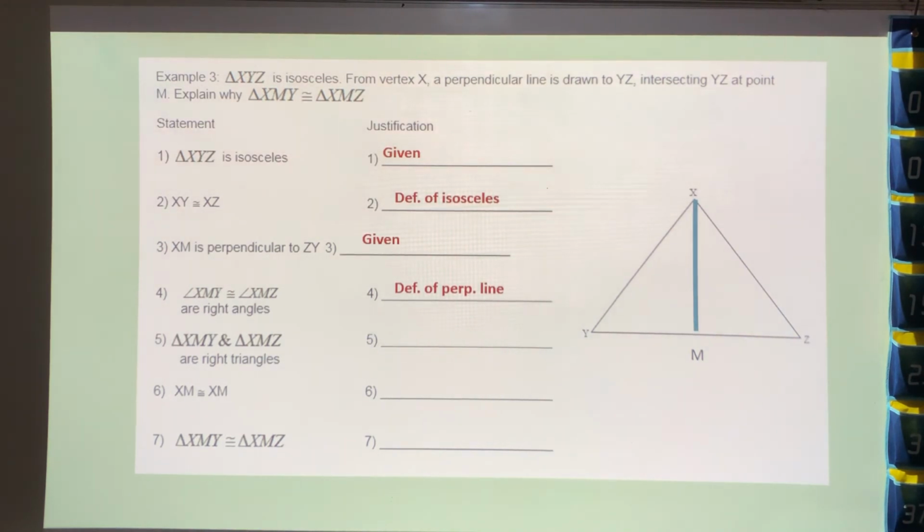Then we have triangle XMY and triangle XMZ are right triangles, and the reason is they have a 90-degree angle, a right angle, in them. XM is congruent to XM by the reflexive property. So in this case, now we have proven we have a hypotenuse that is congruent. That was statement 2. And we have a right triangle, which was statement 5. And now in 6, we have proven that the leg is congruent. So we have proven the 3 criteria for hypotenuse leg.